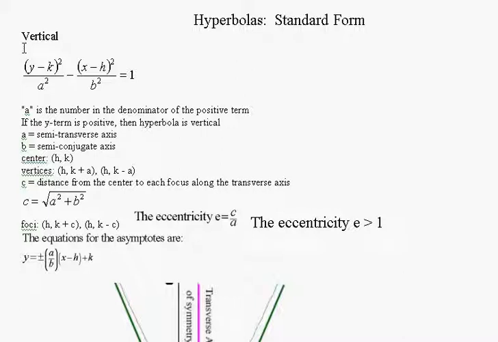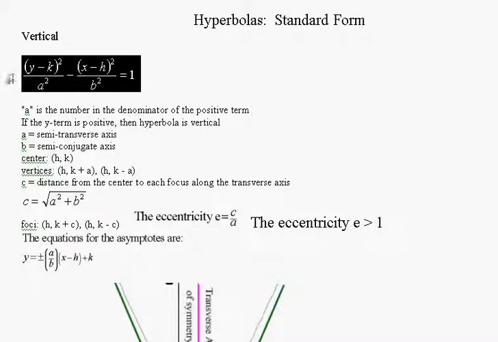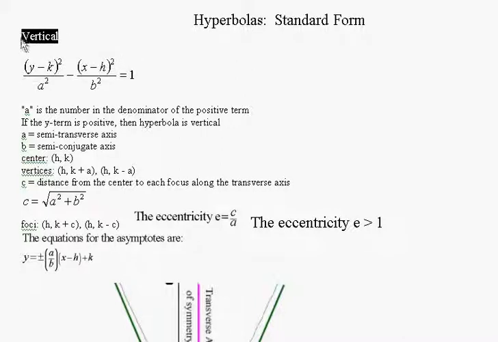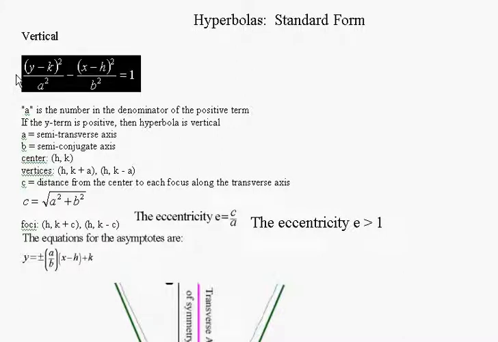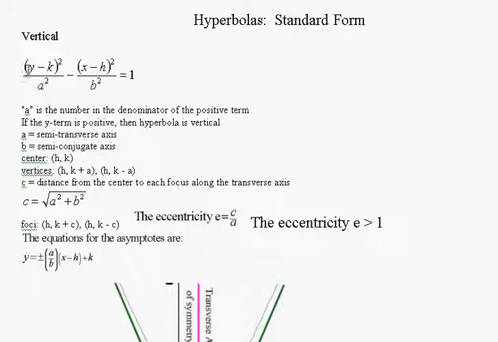Vertically oriented hyperbola. Again, how we can tell is by looking at which fraction is not being subtracted. In this case, the fraction containing the x variable is being subtracted. Therefore, the fraction containing the y variable is not being subtracted. Since that is not being subtracted, we're going to go up and down. We open our hyperbola branches up and down. And quite often we will write the fraction that's not being subtracted first.